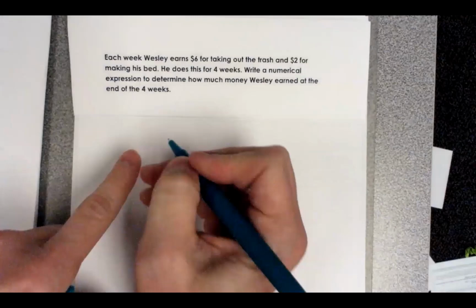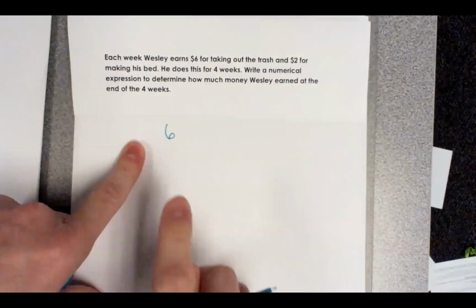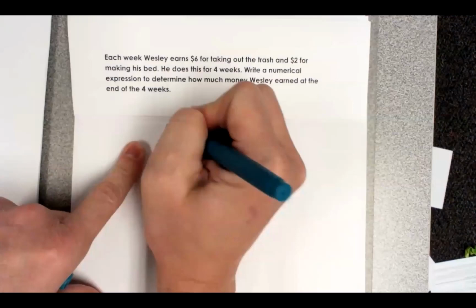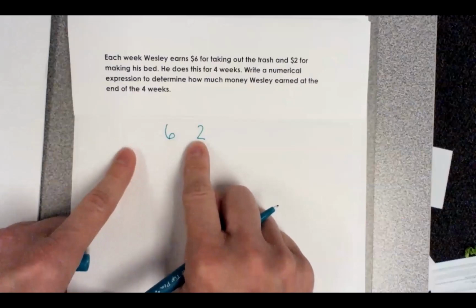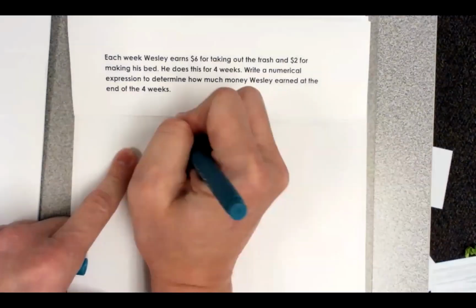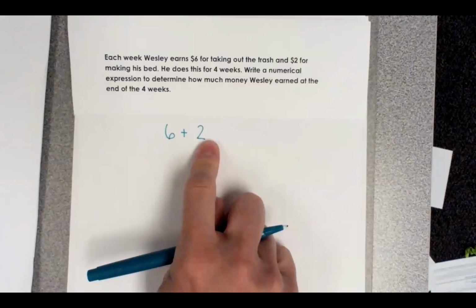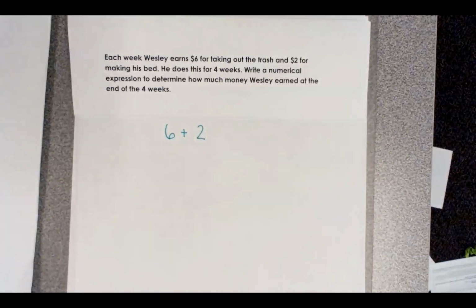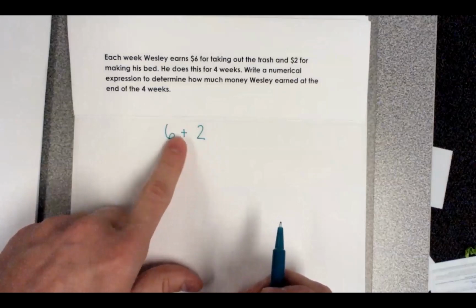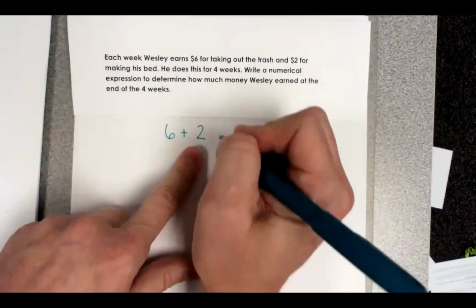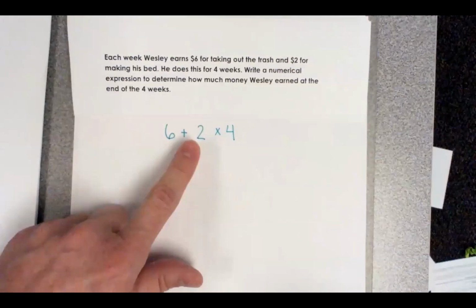So I know that he's making $6 for the trash, and I know that he's making $2 for making his bed. So if I were to add these together, that's going to tell me how much he's making every week. Again, I'm writing a numerical expression to match what's happening in this problem. So I want it to match the words in the problem. So I know that he gets $6 plus those $2, but he does it for 4 weeks. So every week he gets this, but then he really is doing it over 4 weeks.